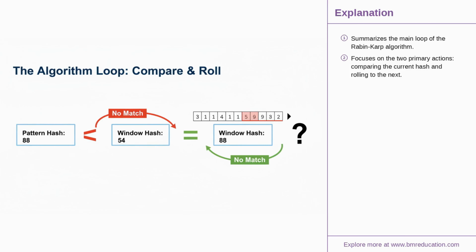So, the main algorithm loop is simple. At each position, we compare the current text window's hash with our pre-calculated pattern hash. If they don't match, we simply roll the hash to the next position and repeat. This allows us to discard the vast majority of non-matching windows with a single integer comparison. But what happens when the hashes do match?